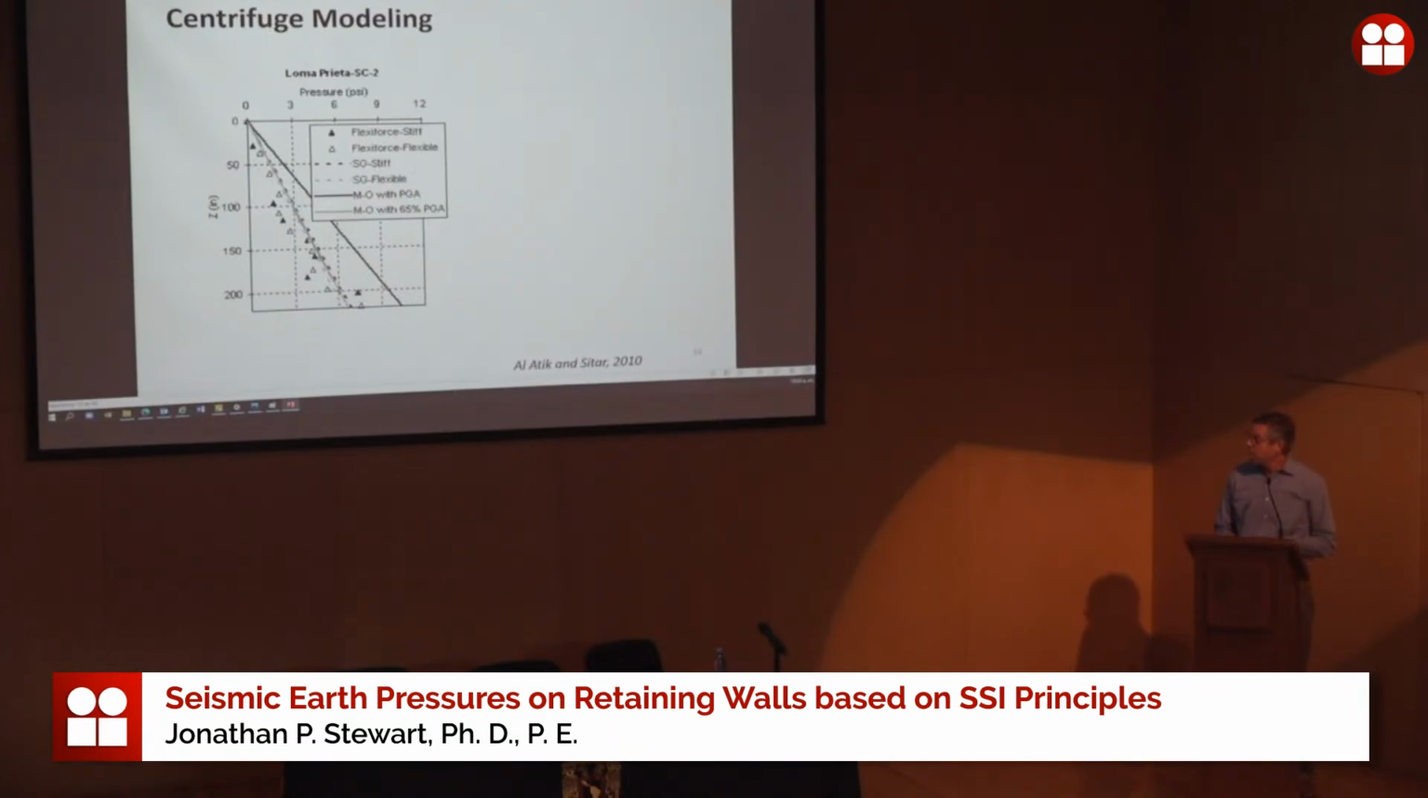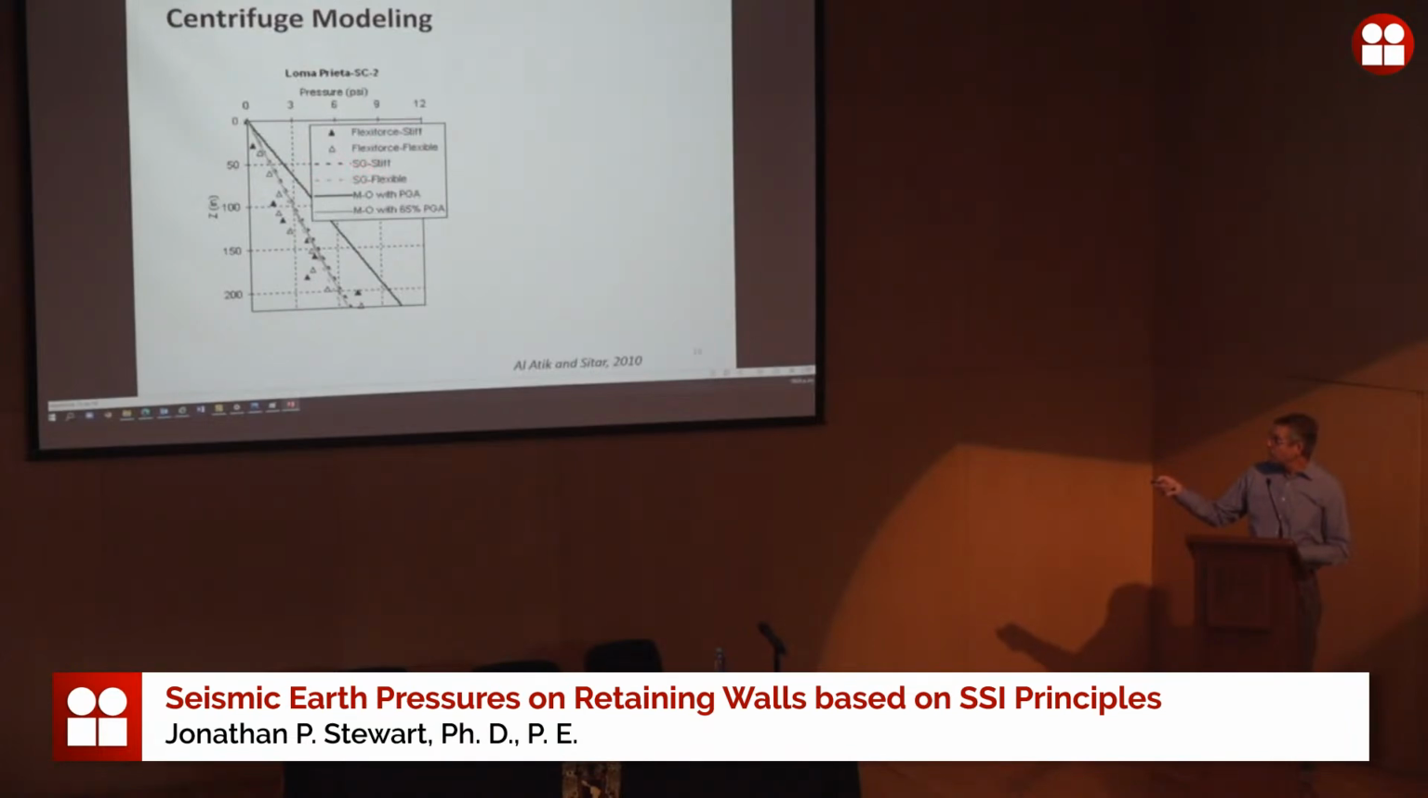And the horizontal axis is the pressure, in English units, PSI. This is the depth below the ground surface. You see these symbols here, so these are essentially point measurements of pressure using these so-called flexi-force sensors. You see stiff and flexible, that just refers to the two different types of walls they were testing. And then these dotted lines here, this SG is strain gauge.